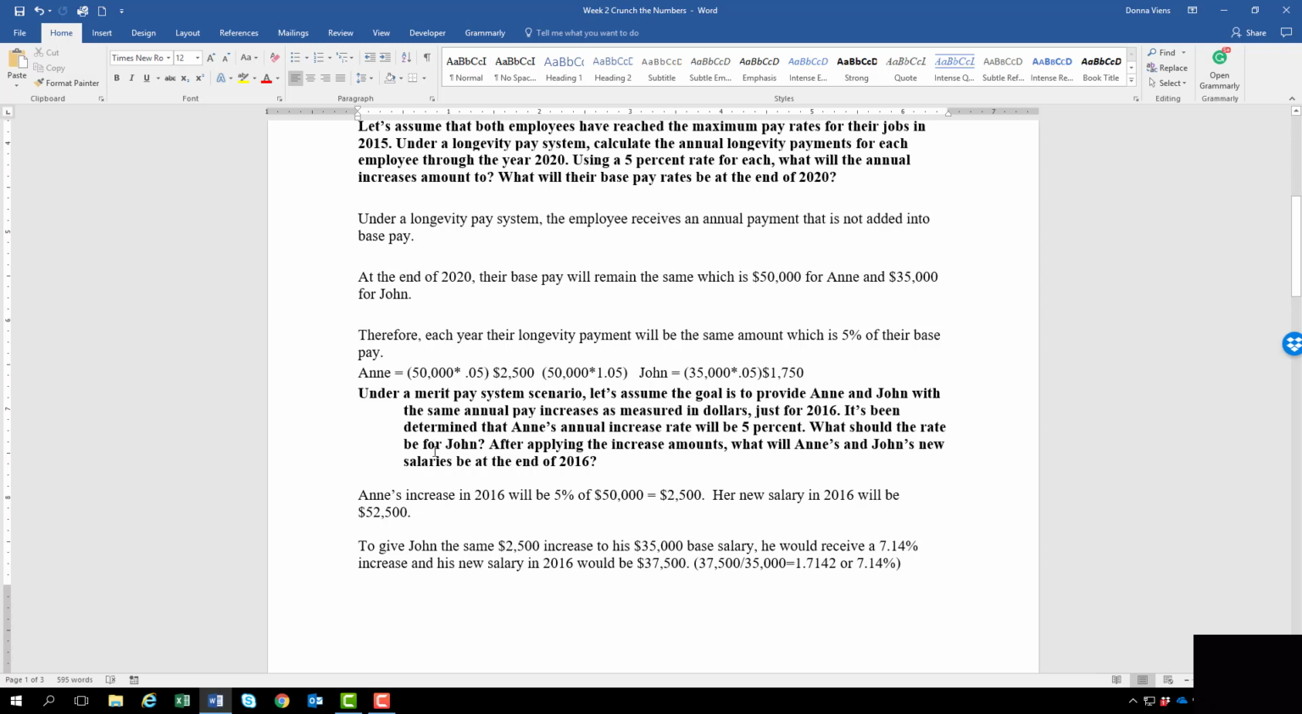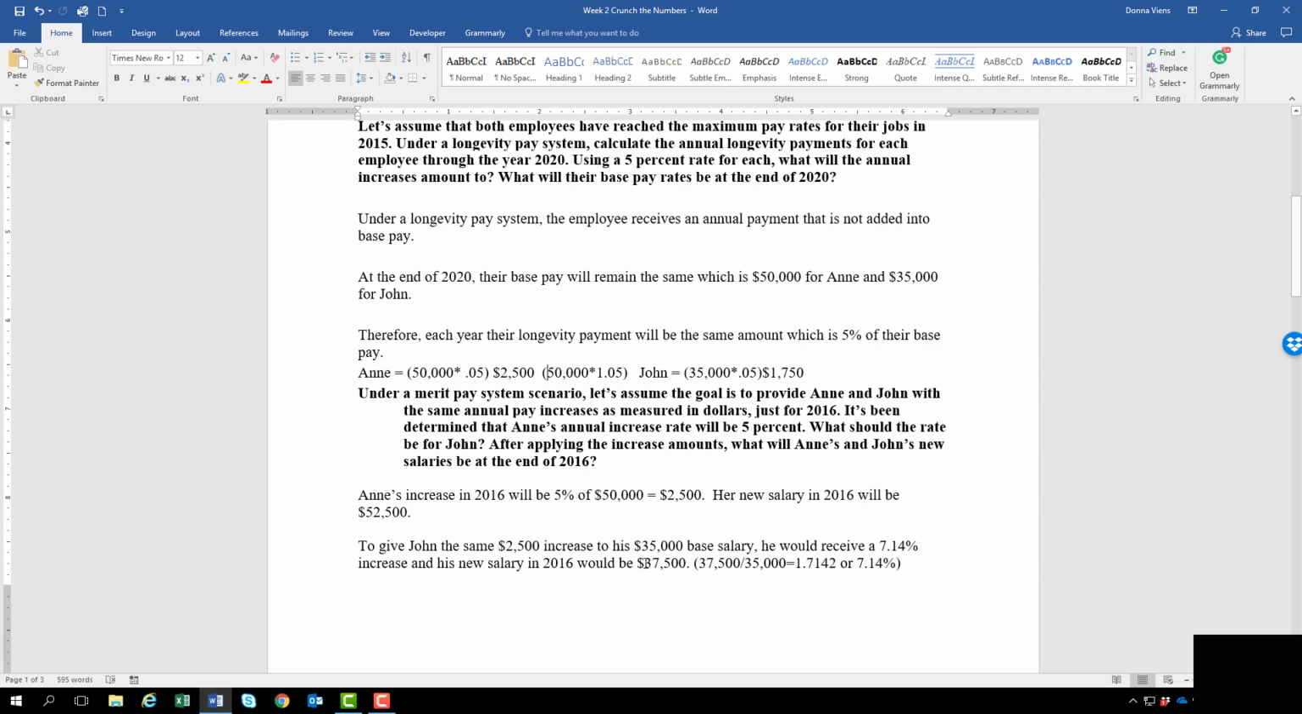Under a merit pay system scenario, let's assume the goal is to provide Annie and John with the same annual pay increase as measured in dollars, just for 2016. It's been determined that Annie's annual increase will be 5%. What should the rate be for John after we apply this amount? So Annie's increase was 5%, so she got that $2,500. So her new salary is $52,500, exactly what we did up here. To give John the same $2,500 increase to his $35,000 base salary, he'd receive a 7.14% increase.